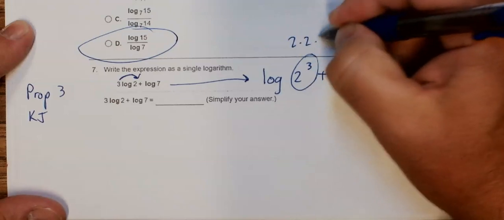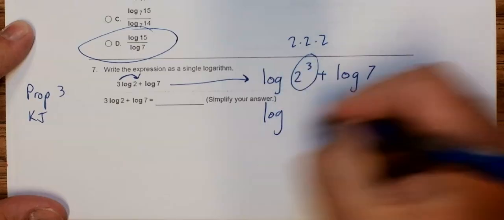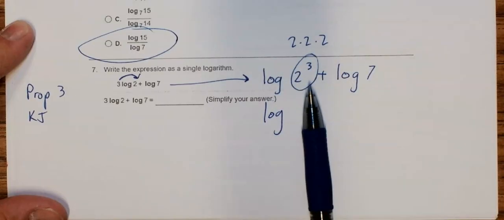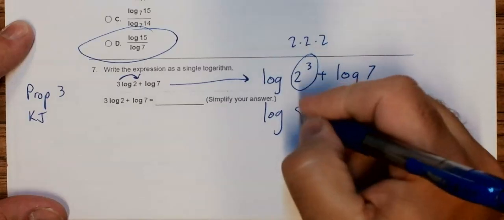2 times 2 times 2. Anybody got 2 to the third? Two times 2 times 2. That's 2 to the fourth. That's 1 extra power. What's 2 to the third? That's just 8. Thank you.